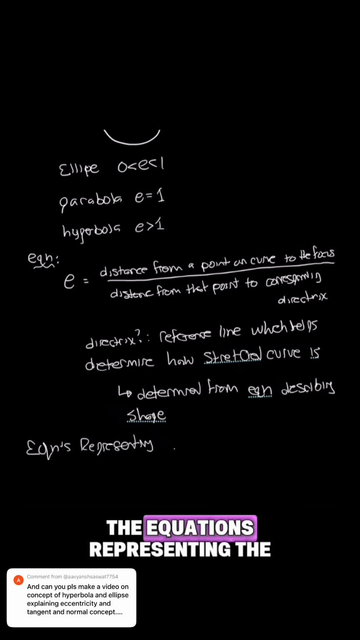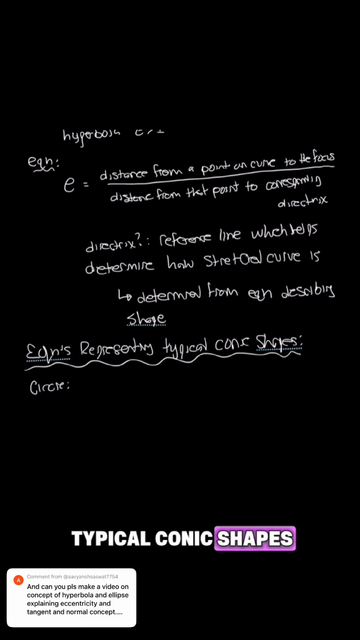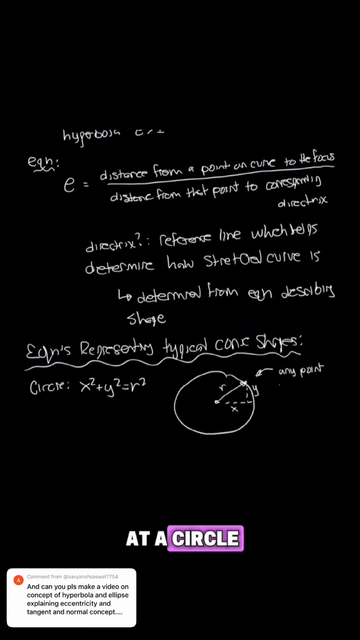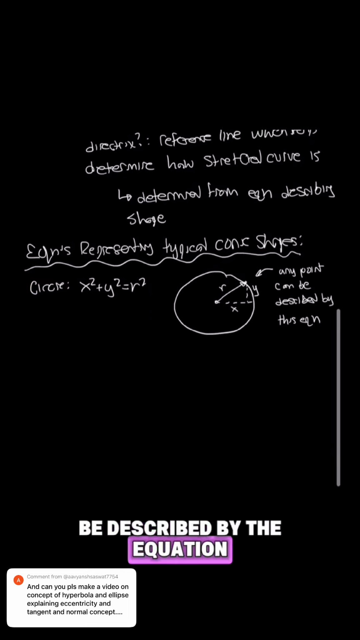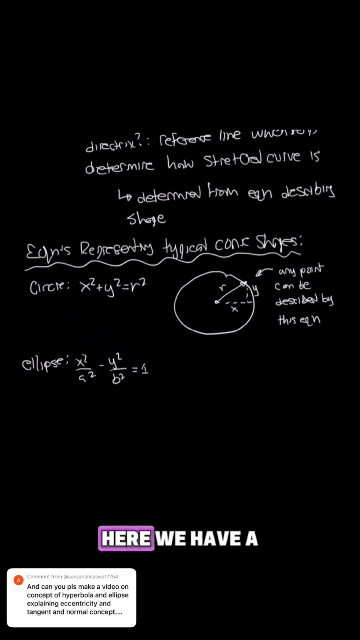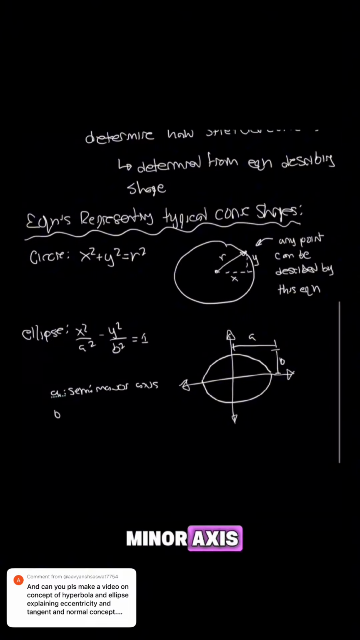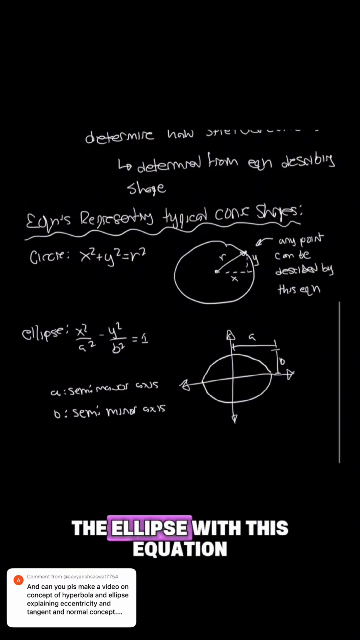You can look at the equations representing the typical conic shapes. For a circle, it's x squared plus y squared equals r squared, because if we look at a circle, any point can be described by this equation. For an ellipse, it's given by this equation here. We have a and b, where a is the semi-major axis and b is the semi-minor axis. And so we can describe any point on the ellipse with this equation.